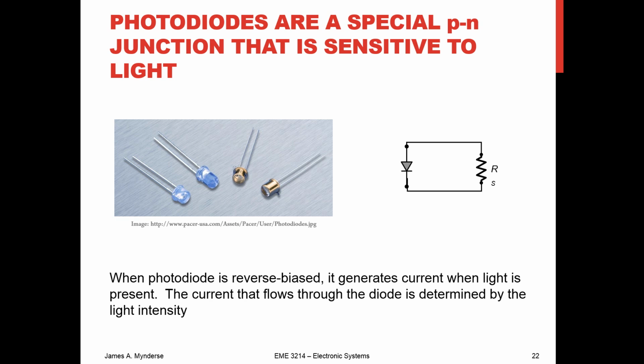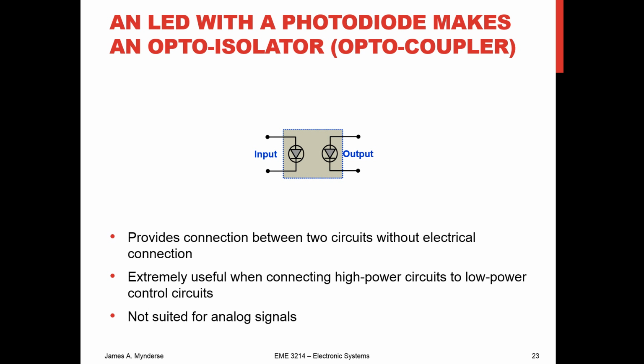Photodiodes operate the opposite way. When you shine a light on them, then you're going to get a little bit of a current. So if we shine a light on this, we're going to get a current through the resistor RS. Looks like an LED, doesn't it? But it's a photodiode. So if we pair those up, a photodiode with an LED, then we get what we call an OPTO-ISOLATOR or an OPTO-COUPLER, which connects two circuits without actually physically electrically connecting them. We're going to put current through the LED. It's going to shine a light onto the photodiode, which is going to generate a current.